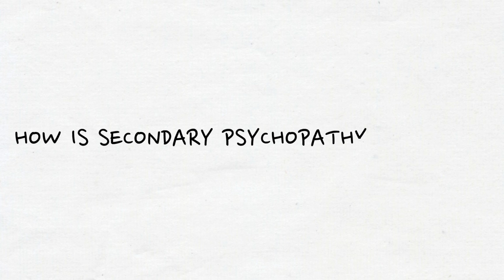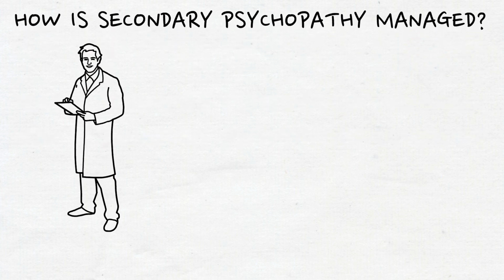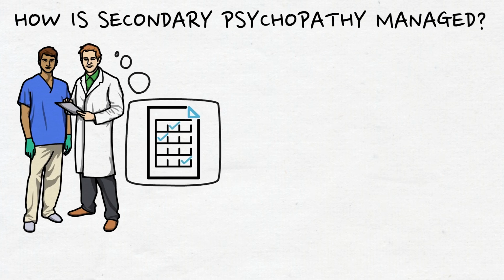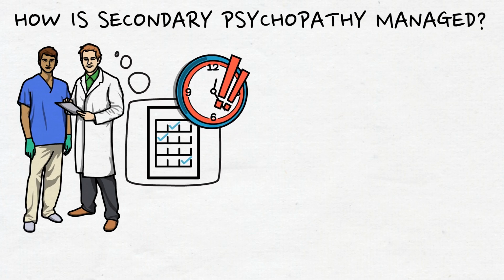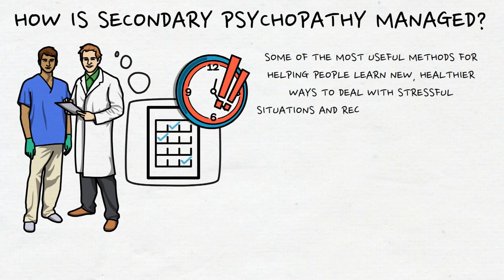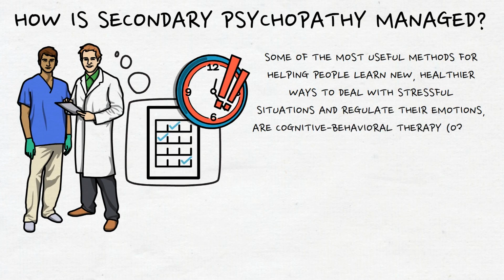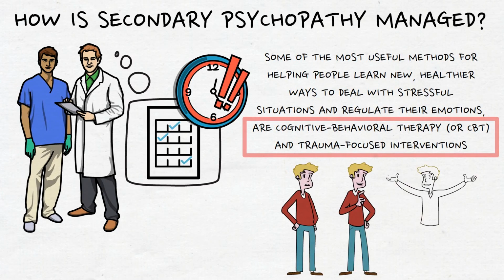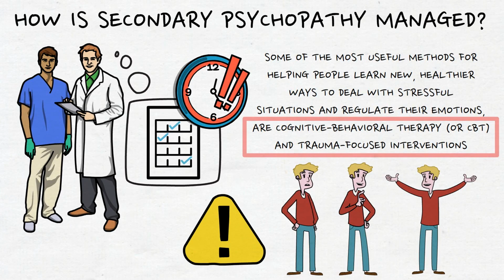How is secondary psychopathy managed? Individuals with secondary psychopathy can find hope in therapeutic approaches adapted to their unique circumstances, if they are diagnosed and treated as soon as possible. Some of the most useful methods for helping people learn new, healthier ways to deal with stressful situations and regulate their emotions are cognitive behavioral therapy, or CBT, and trauma-focused interventions. These research-backed treatments help people with secondary psychopathy develop important qualities like introspection, empathy, and emotional control. In order to cope with and lessen the impact of secondary psychopathy, it is crucial to seek out professional help and support.